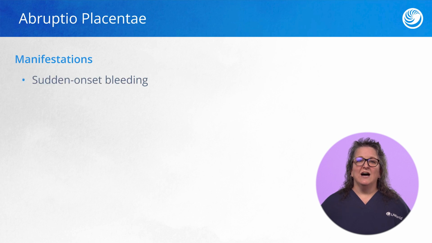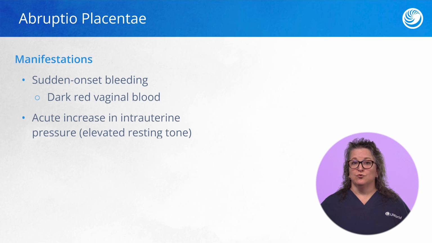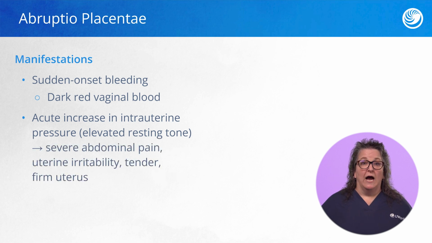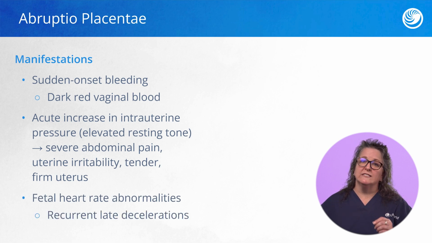Manifestations: sudden onset of bleeding with dark red vaginal blood. Or the bleeding may be concealed. Remember that image from the last slide. An acute increase in intrauterine pressure and elevated resting tone, causing severe abdominal pain, uterine irritability, and a tender, firm uterus. You will see fetal heart rate abnormalities with recurrent late decelerations. The client may also experience a decrease in fetal movement.